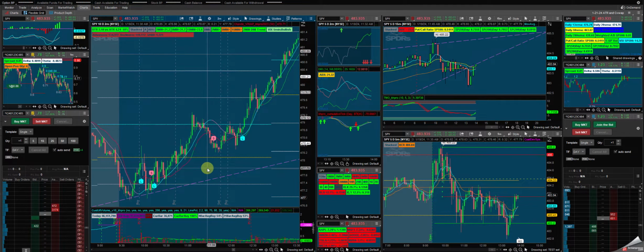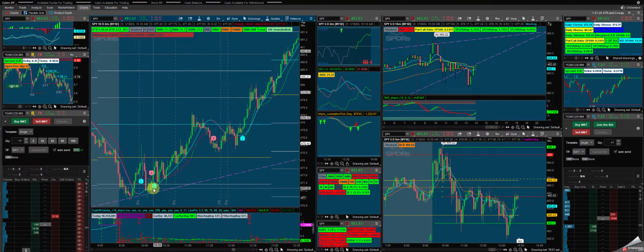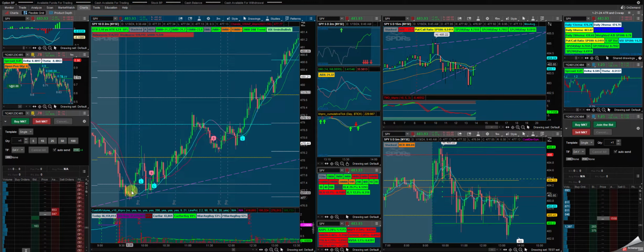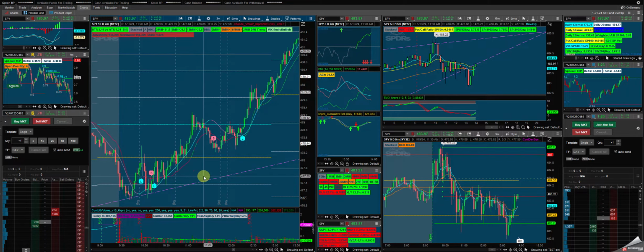Now, all you have to do, don't even really mind these signals, short or long, for now. But if you get price to cross above both lines, the Hull and the Chande VWAP, it's a good signal to go long. If you get a cross below both lines, it's a good sign to go short.